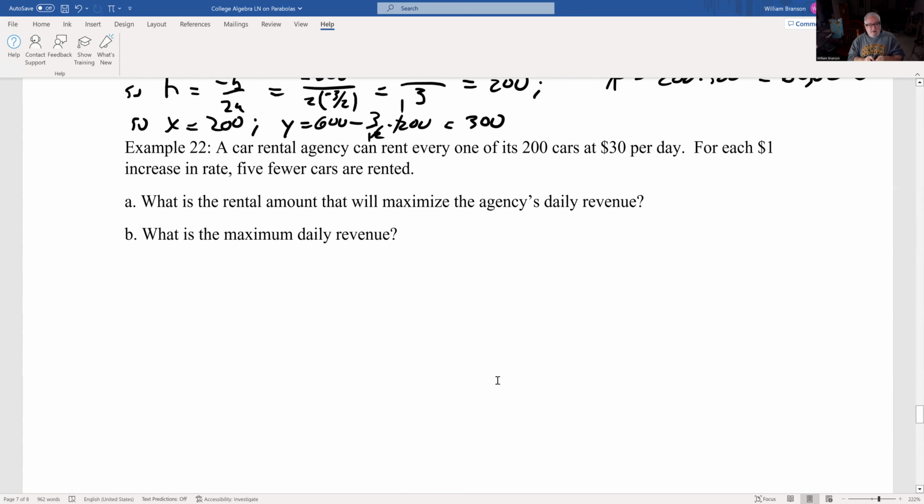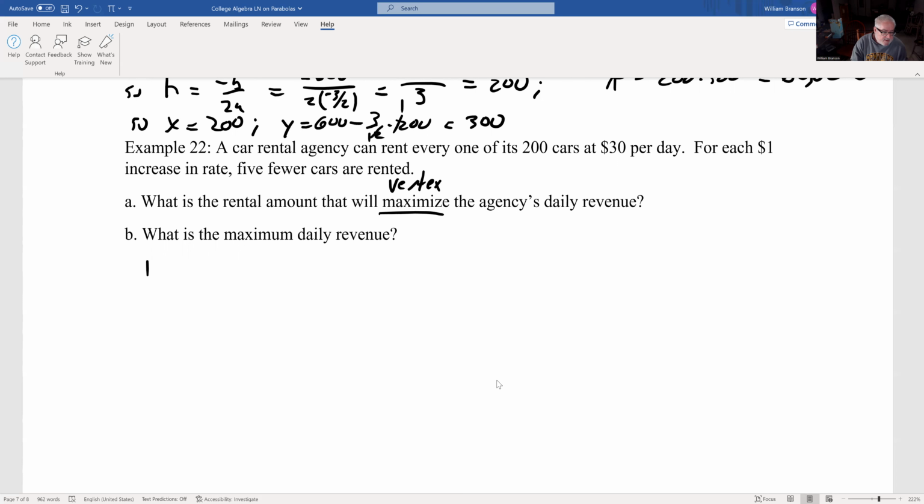A car rental agency can rent every one of its 200 cars at $30 per day. For every dollar increase in rate, 5 fewer cars are rented. What's the rental amount that will maximize the agency's daily revenue? Right? We want a vertex. And what's the maximum daily revenue?